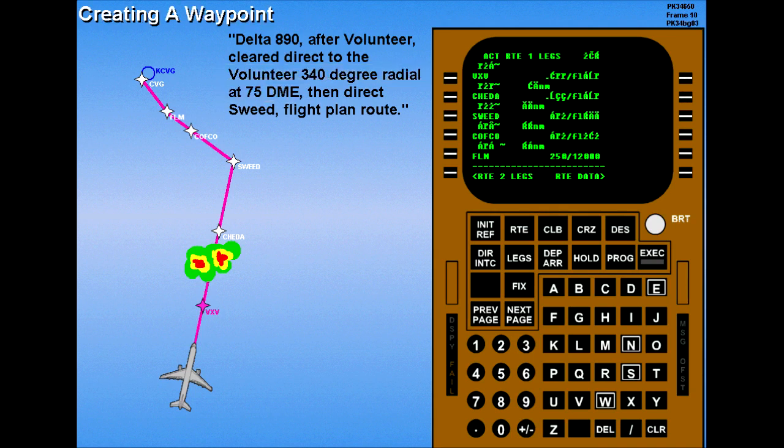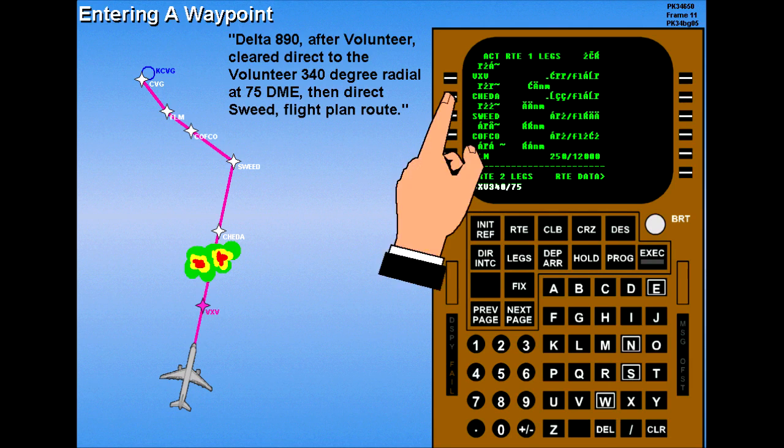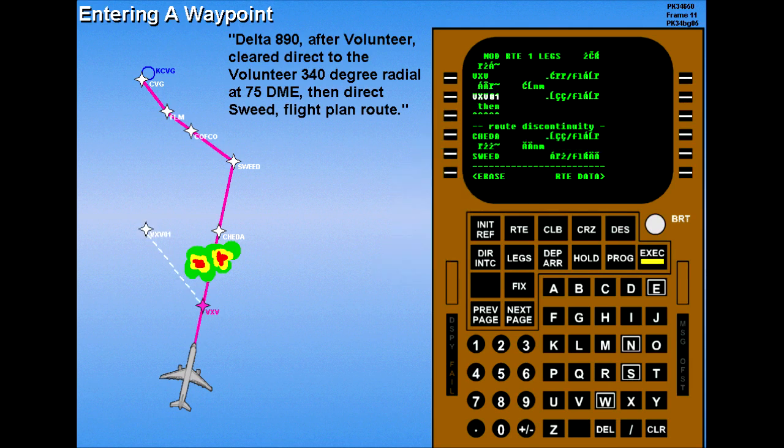To create a new waypoint, first enter its identifier, VXV in this case. Next, enter the prescribed radial followed by a slash, then the distance. With the correct data in the scratch pad, enter the created waypoint in the desired route sequence.